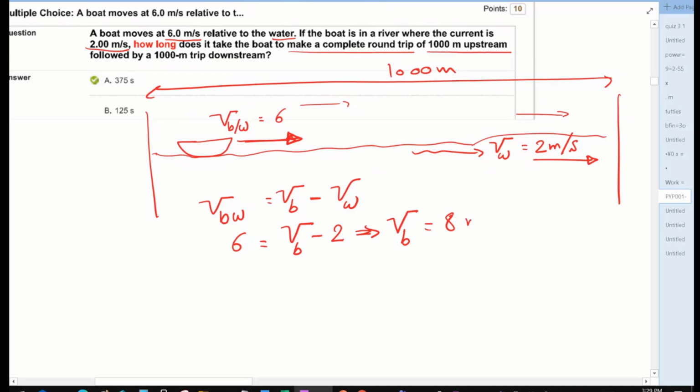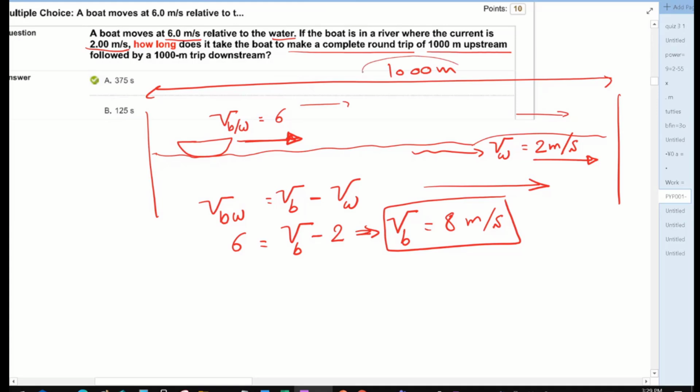That's right. So 8 meters per second, because as you know, if the boat moves in the same direction as the water, the water will increase its speed. The water increases its speed because of the flow. The opposite will happen if it moves opposite to the current. It will be 6 minus 2, which is 4, as we will see when we calculate it. So V boat here is 8, if it is moving to the right.